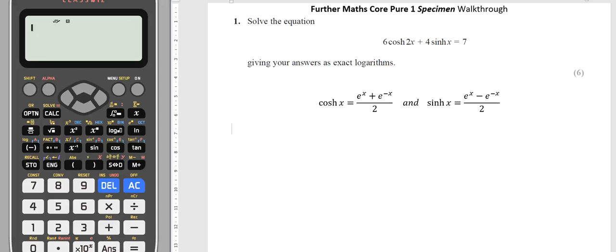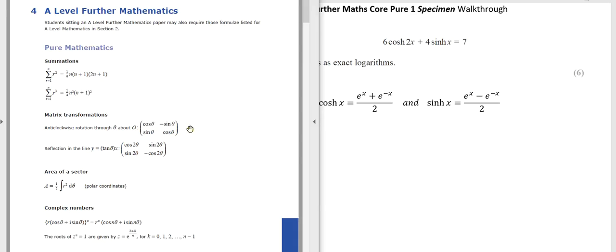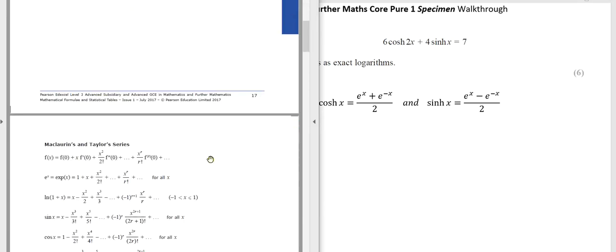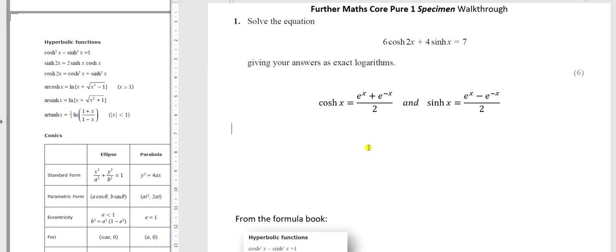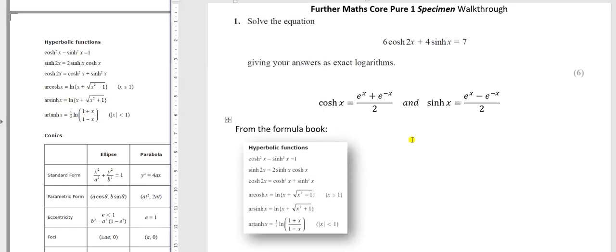So the first thing to notice is that we'll find the formula book useful. This is the further maths section of the formula book, and if you scroll past the first couple of pages, you will find the section on hyperbolic functions. There's a whole section here. It gives a few identities, and it also gives the definitions in terms of logs for the inverse hyperbolic functions, arcosh, arsinh, and artanh. So if we make use of that, we're going to find that quite helpful.